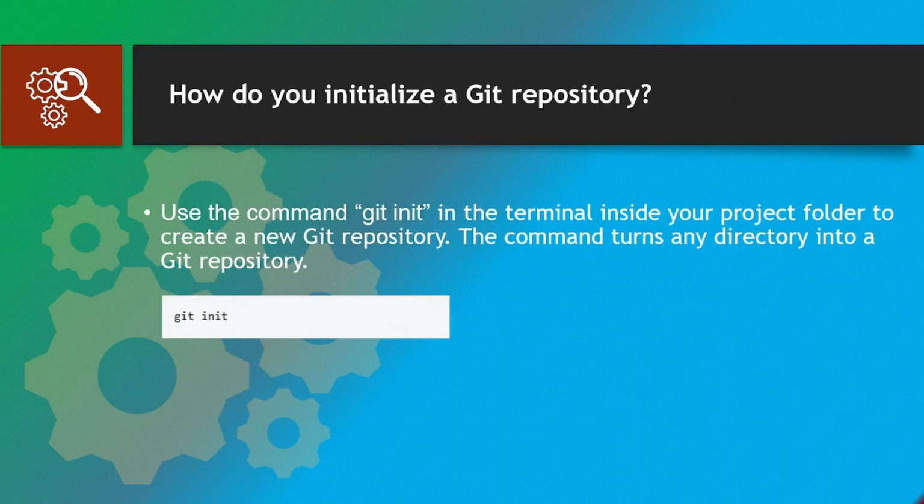How do you initialize a Git repository? Use the command git init in the terminal inside your project folder to create a new Git repository. The command turns any directory into a Git repository. So this is a command which we can use to create a repository, and we will store our code, binaries, and other stuff in the repository.